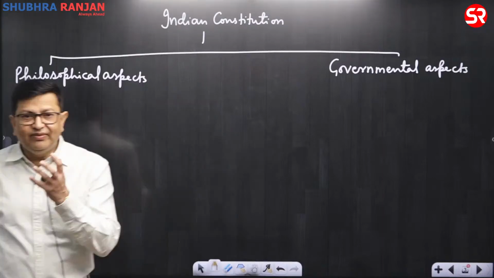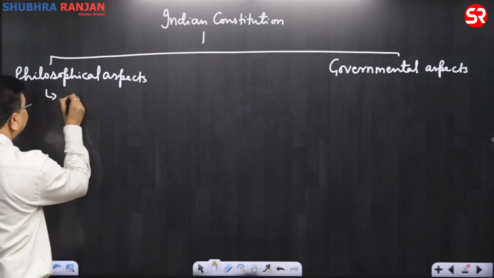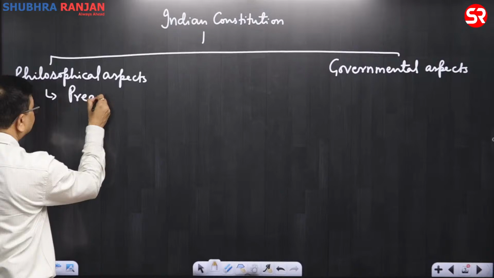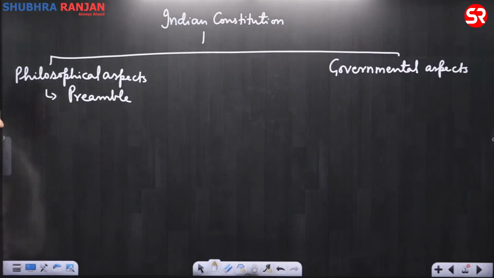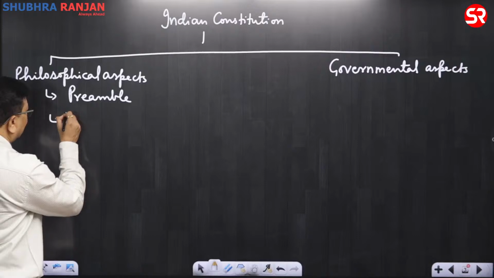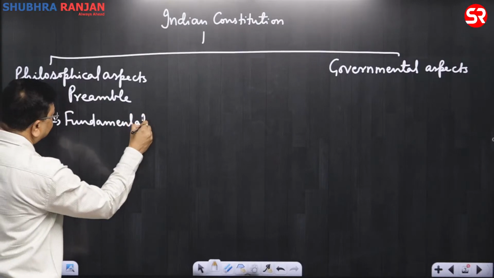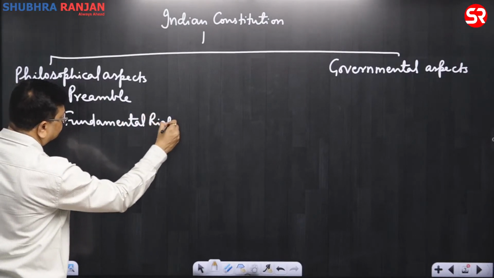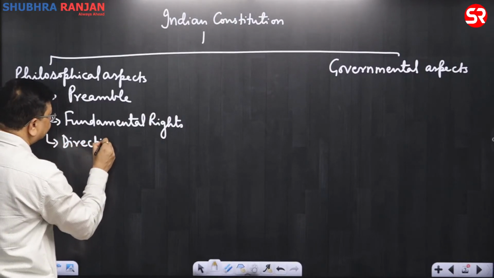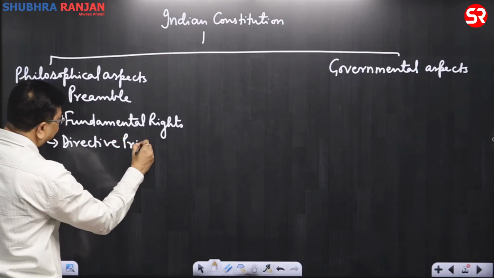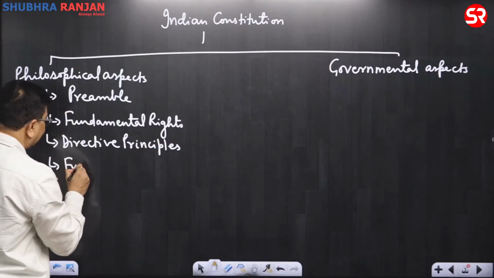Now, when we say philosophical aspects, we have the preamble. The preamble contains the philosophy of the whole constitution. Then we have got the fundamental rights, we have got the directive principles of state policy, and we have got the fundamental duties.